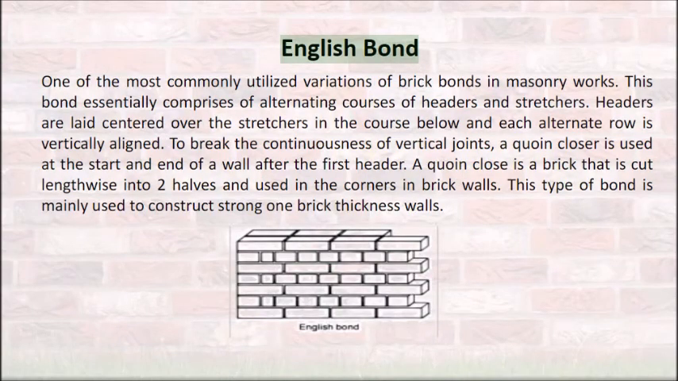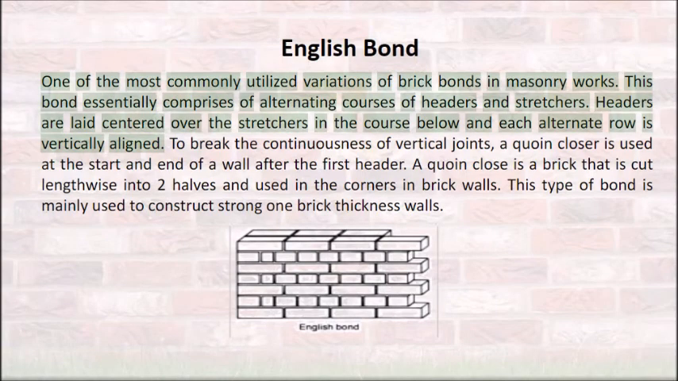English bond. One of the most commonly utilized variations of brick bonds in masonry works. This bond essentially comprises alternating courses of headers and stretchers. Headers are laid centered over the stretchers in the course below, and each alternate row is vertically aligned.